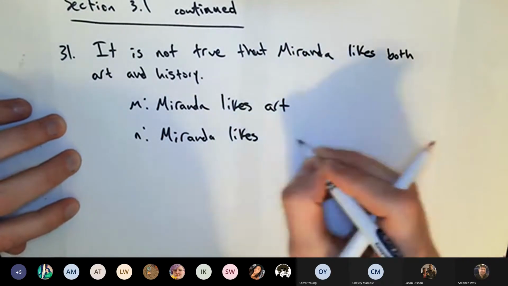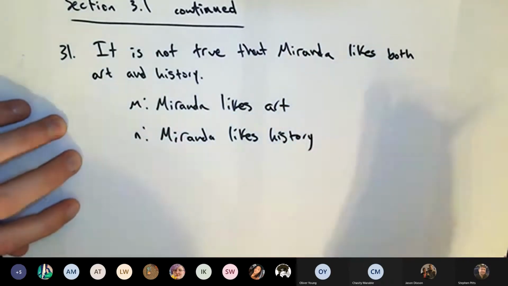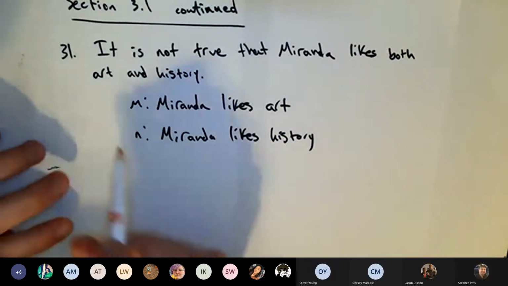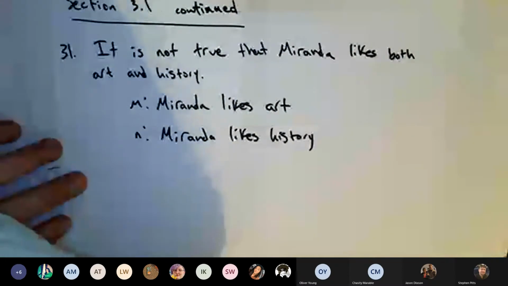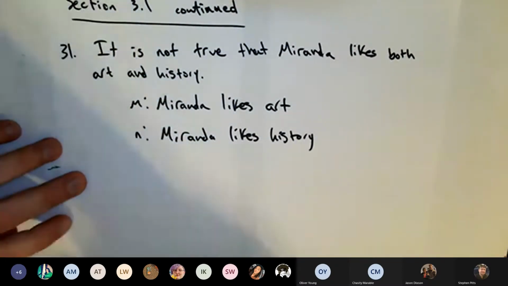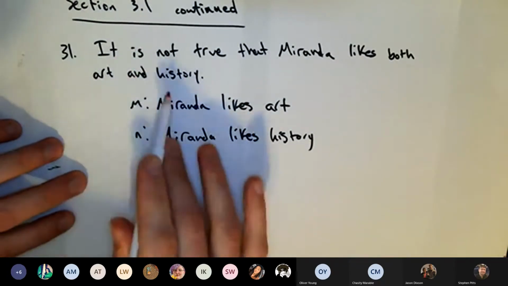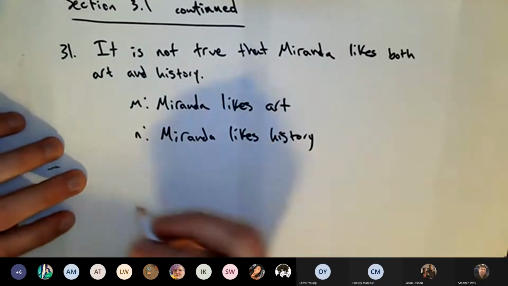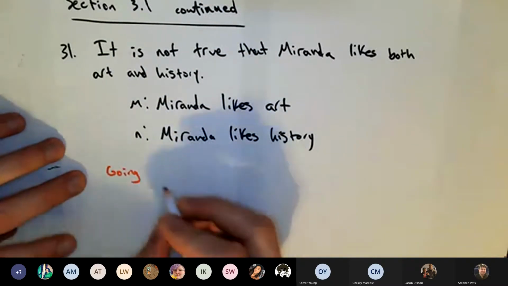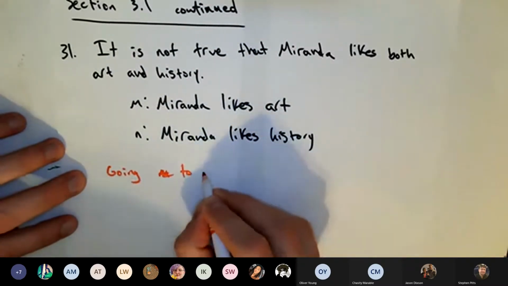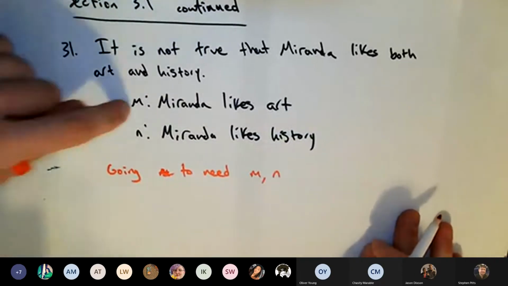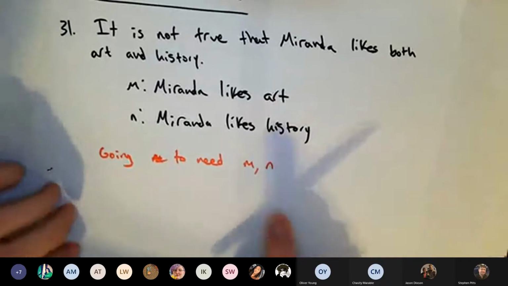Some key things to note here. There's a negation going on, right? It says it is not true that she likes art and history. And there's a negation. And also the logical connector is the and in between the two statements. So I know that I'm going to need what symbols? Well, first of all, I'm going to need M and N, obviously. Those are the letter names given to these simple statements. So I'm going to need M and N.